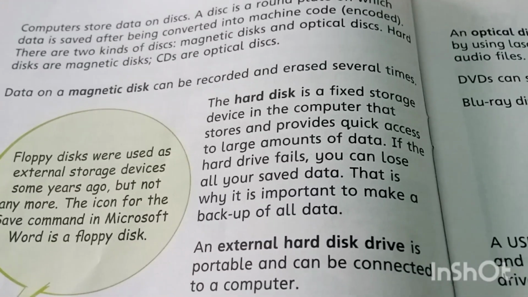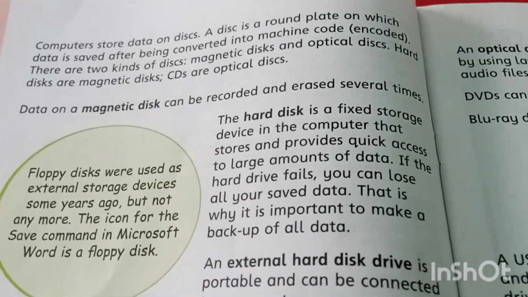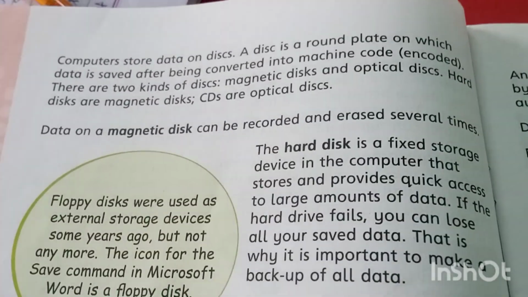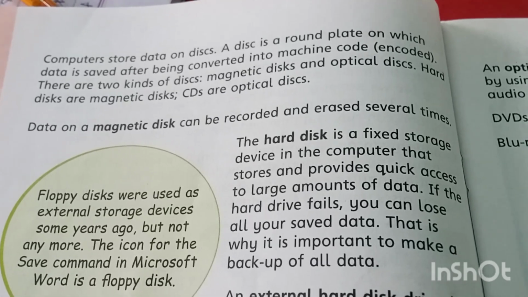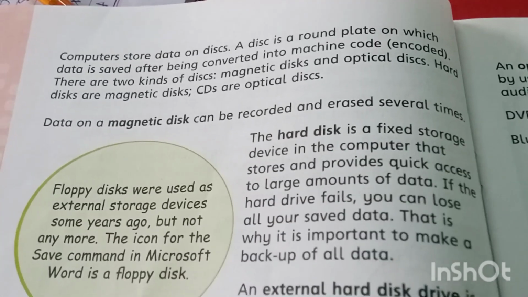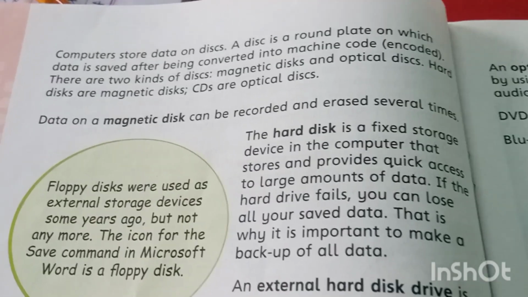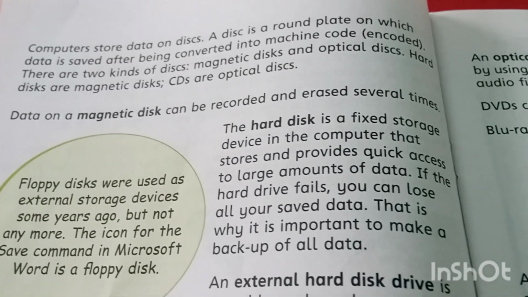Now students, come to page number 30 of unit number 4, storing data. Now who will read? Yes, Mehani. Computers store data on disk. A disk is a round plate on which data is saved after being converted into the machine code, encoded. There are two kinds of disk: magnetic disk and optical disk.